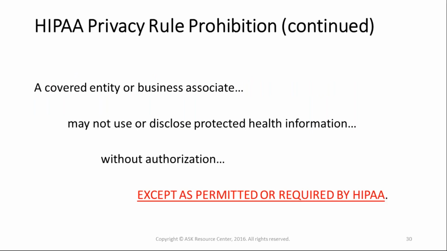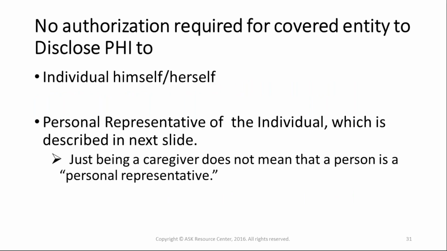Okay, but there are some cases where you don't need authorization for a covered entity to use or disclose PHI, protected health information. And here they are. No authorization is required for a covered entity to disclose PHI to the person themselves, who the health information is about, or a personal representative of the individual, which is described in the next slide. Here's a caveat. Just being a caregiver does not mean that the person is a personal representative. It's very defined under this law.